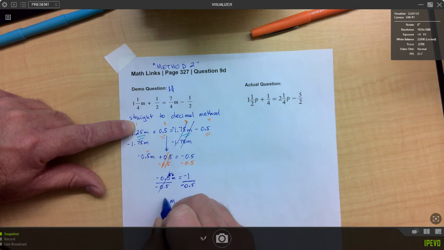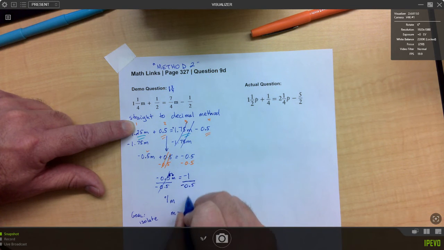This gives me a lovely positive 1m, but we don't write positive 1s in algebra. We're just content to write m by itself. It's isolated, okay? This was the goal, to isolate the variable, to get the variable by itself, right? Isolate means by itself. Negative 1 divided by negative 0.5, that's equal to a positive 2. Guess what? That exactly matches our answer from the last video, from method 1.